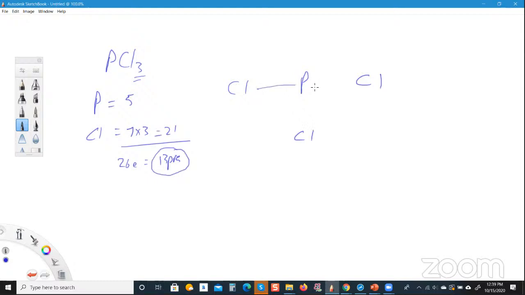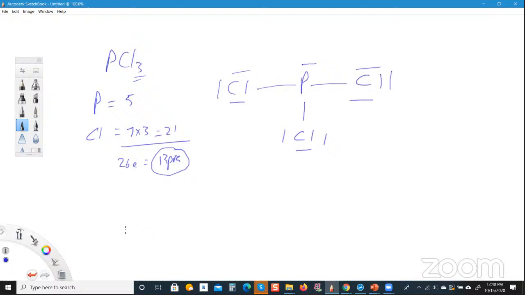3 of them will be bonding pairs between the phosphorus and each chlorine, all right? Then the next step is we put the next pair of electrons on the surrounding atoms. So the 4th pair could go here, 5, 6, 7, 8, 9, 10, 11, 12, right? So far we have assigned 12 of the 13 pairs. So the question is, where will the extra pair end up? And it will end up on the phosphorus atom, all right?